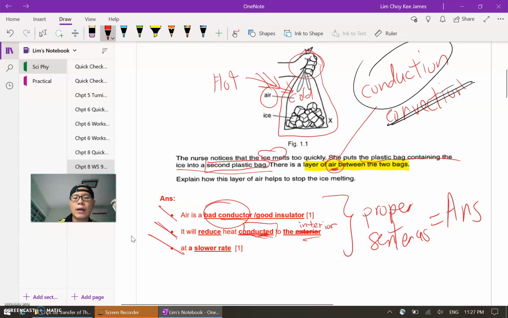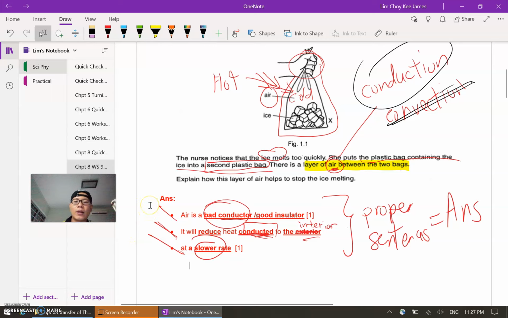Followed by the direction itself, whether it's outside to inside or inside to outside. So you need to monitor that. And the last keyword we're looking for is fast or slow rate. If it's a bad conductor, I'm looking at slowing down. If it's a good conductor, we will say that the heat is being conducted out or in at a faster pace. So take note of the clues that we are looking for.